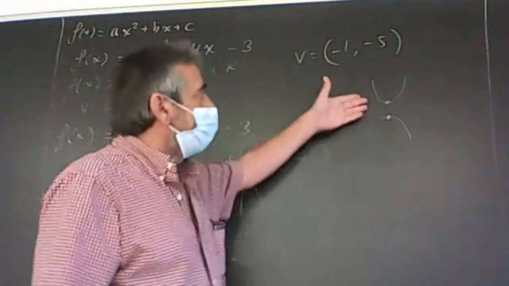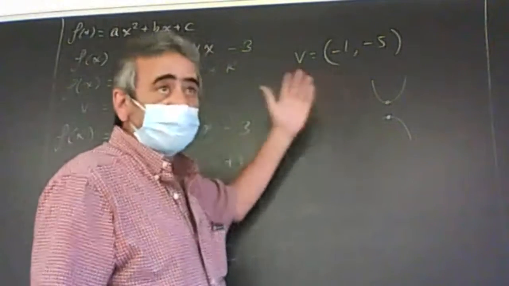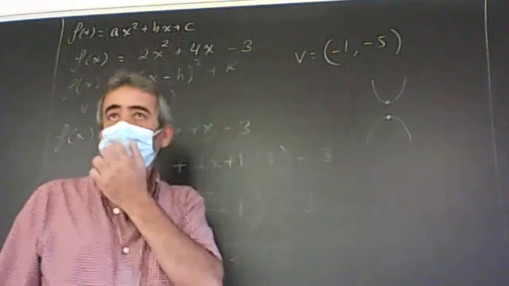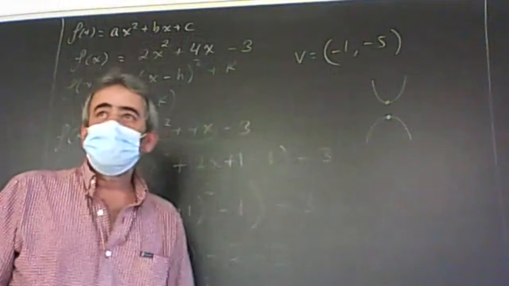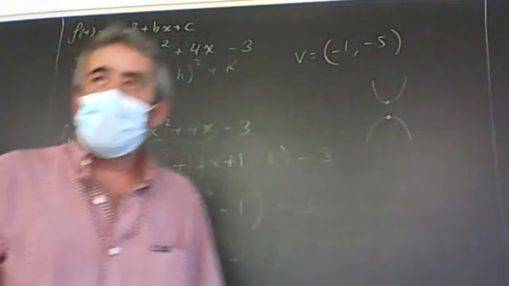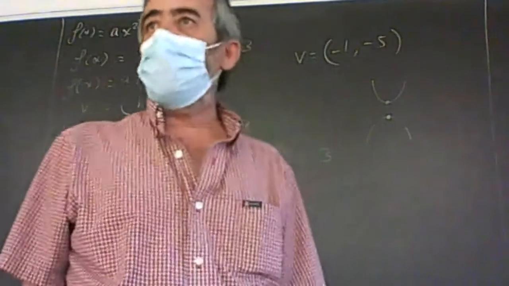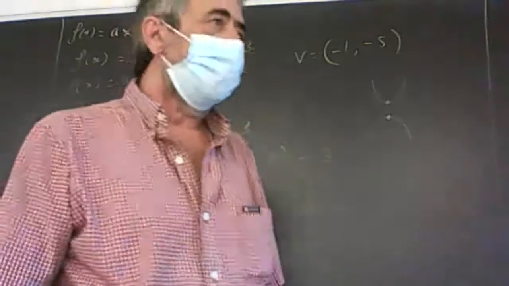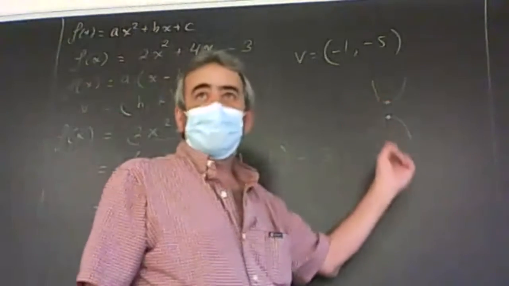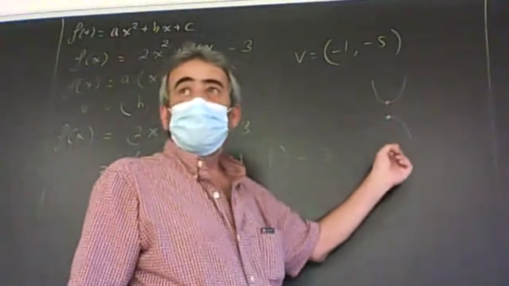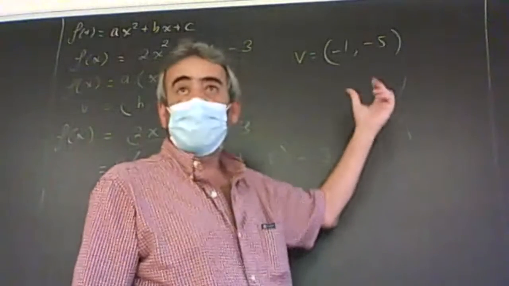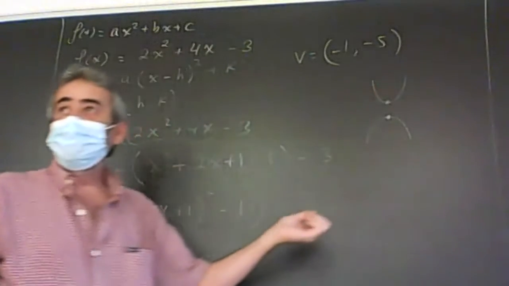Now, how do I determine which parabola of those two I have? Any idea? Negative. If A is negative or positive, that determines what kind of parabola I'm going to have. So which one? Upward or downward now?